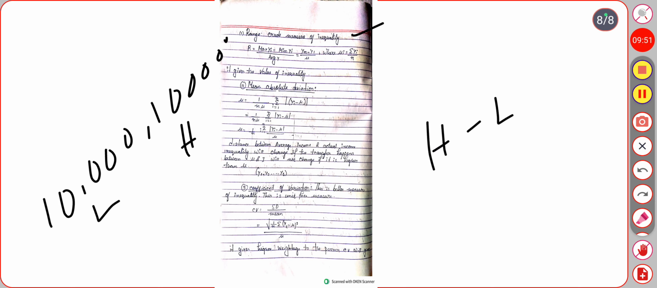from 10,000 to 1 lakh. In calculating the range, the highest income minus the lowest income would be the range. And the other formula can be maximum income minus minimum income divided by average income. It also gives a value of inequality.